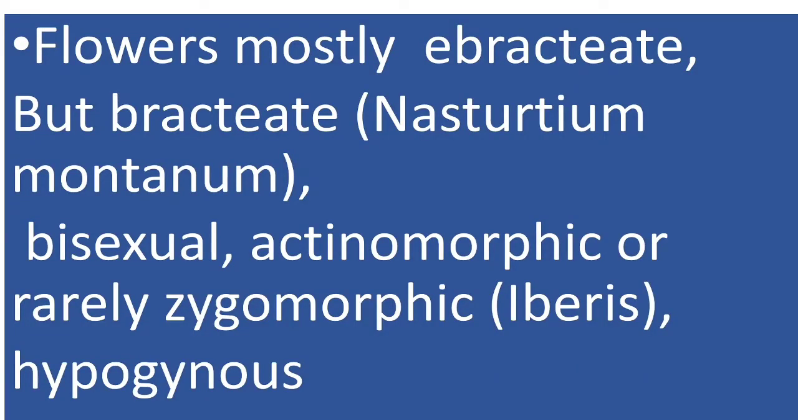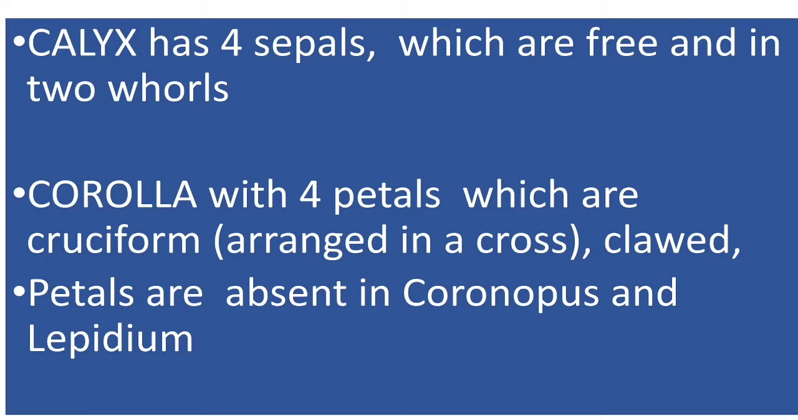Flowers are mostly ebracteate, but nasturtium has bracteate flower. Flowers are bisexual, actinomorphic, or rarely zygomorphic. Iberis has zygomorphic flower, and flowers are hypogynous. Calyx has four sepals, which are free and in two whorls. Corolla, which is peculiar in this family, has the arrangement of petals in cross shape.